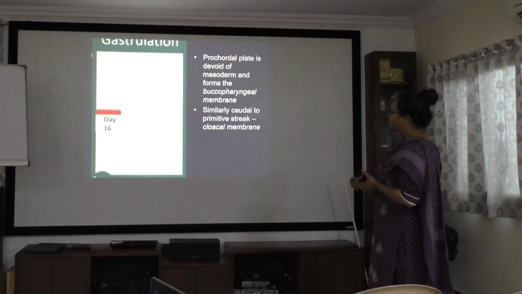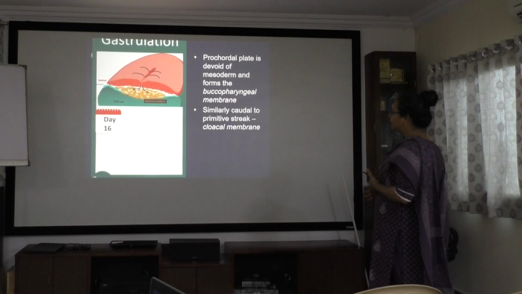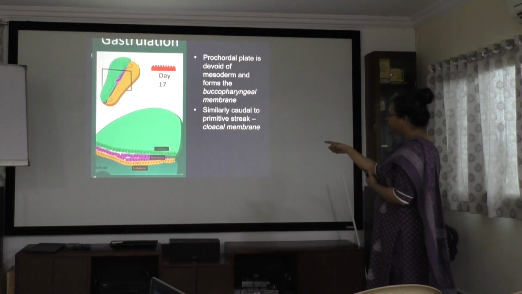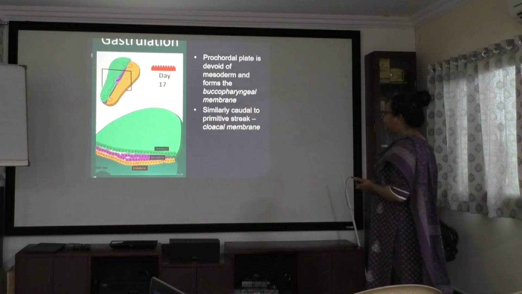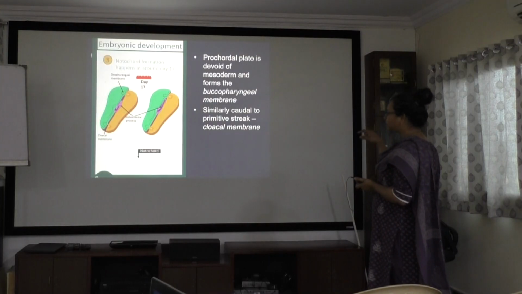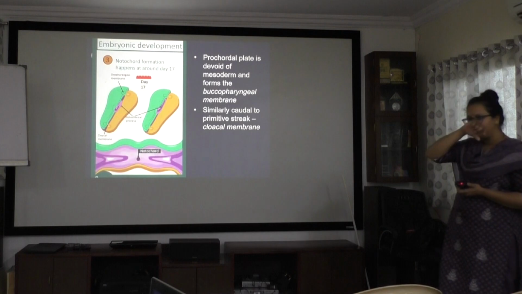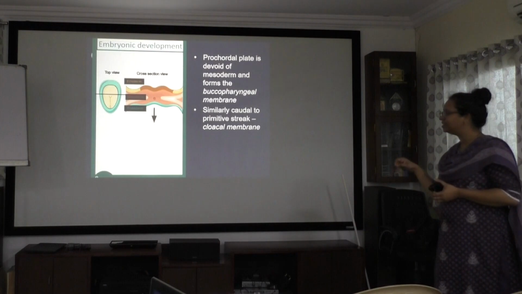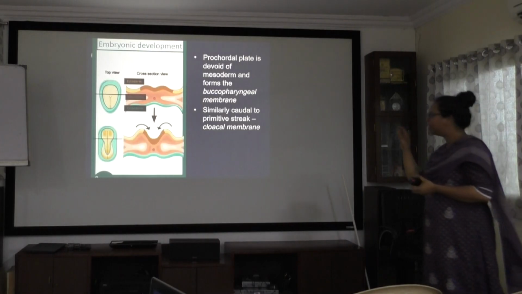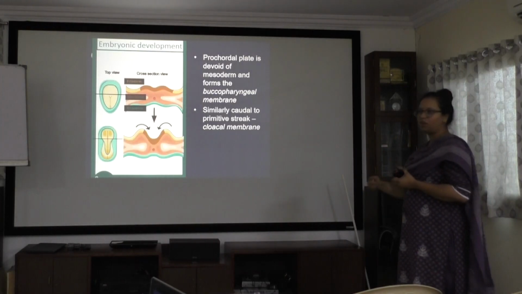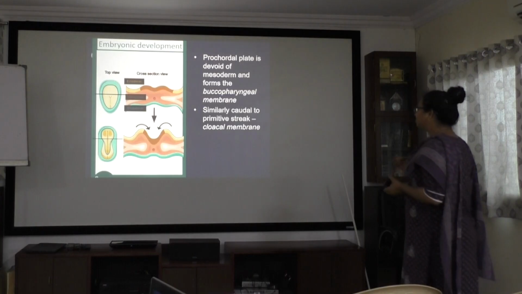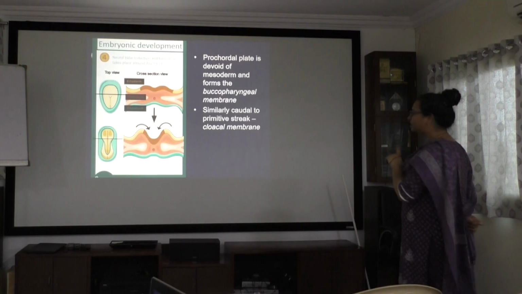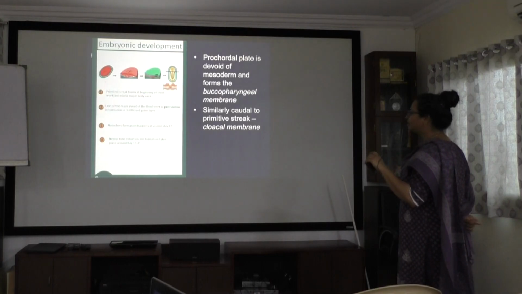Formation of 3 germ layers. On the 16th day, these cells from the epiblast form the mesoderm. On day 17, there is a depression at the primitive node, called the primitive pit. Then that depression elongates along the epiblastic cells and forms a notochord which elongates cranially.